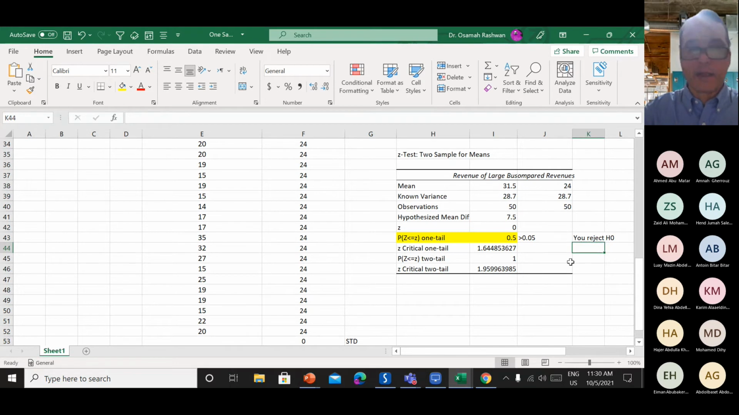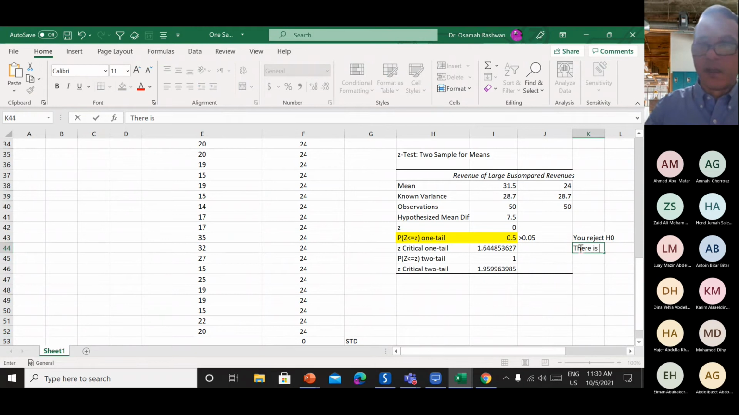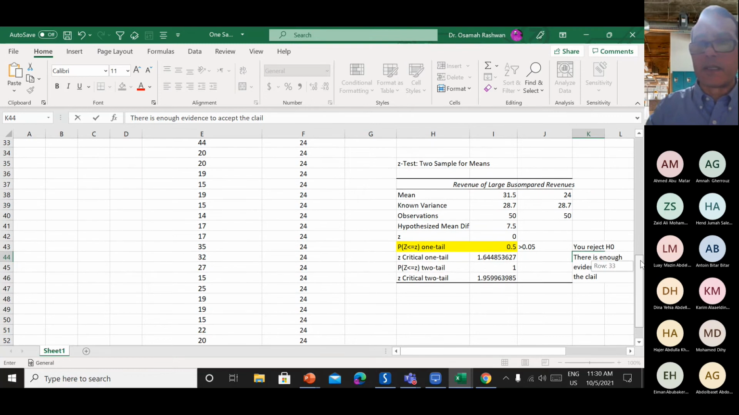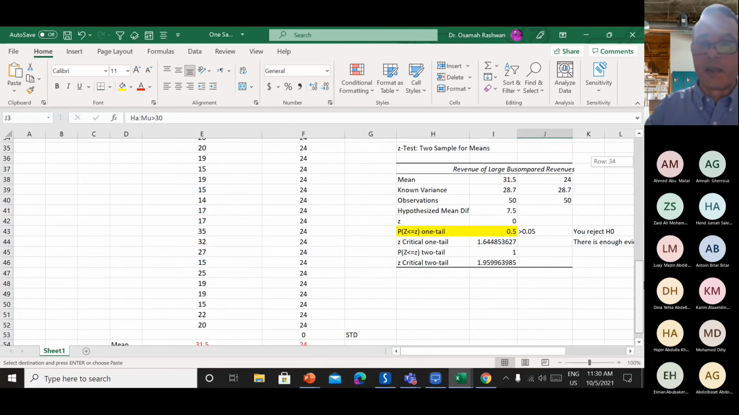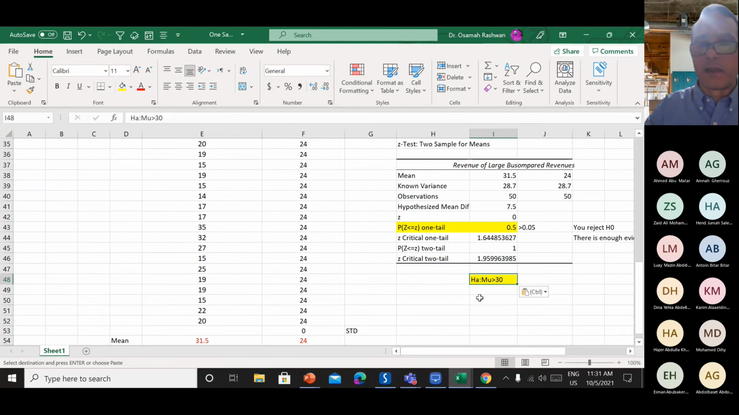You reject H naught. How to write the summary? So you just write there is enough evidence, there is a significant difference. There is enough evidence to go with what? To accept the claim. The claim is what? Yes, this is the claim here. The right one. Control C. This is all you do. So you go for the claim. Fine. This is for one sample z-test.